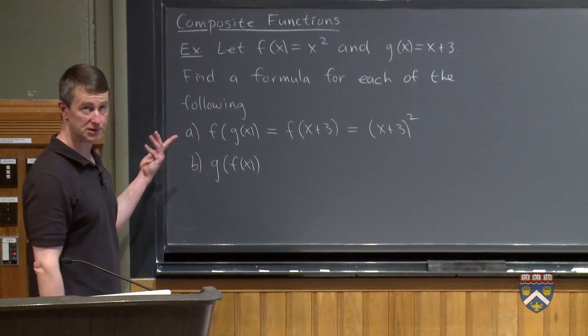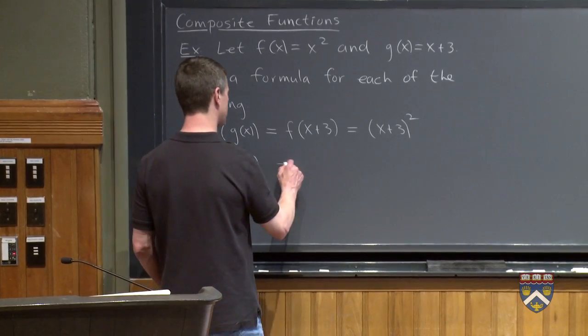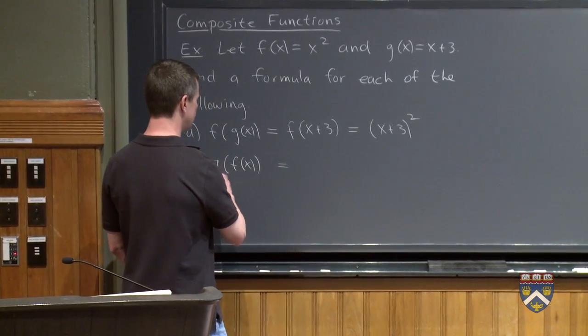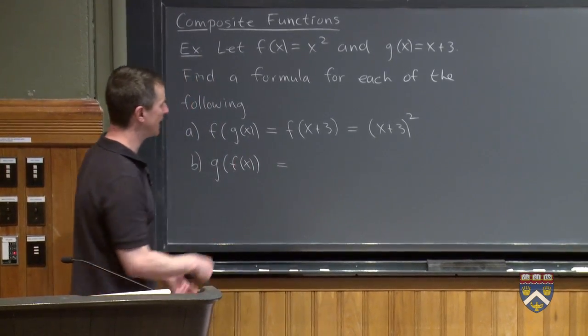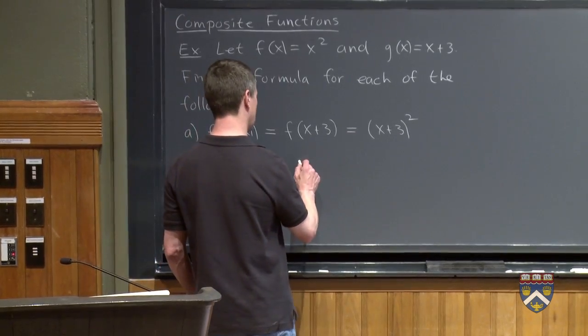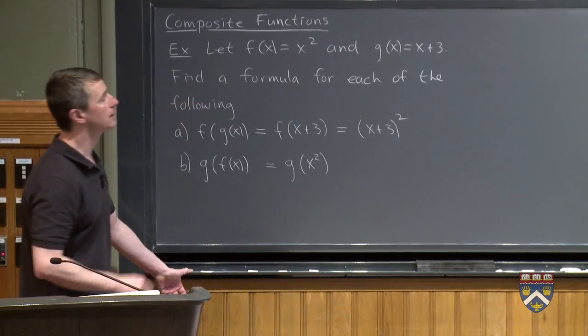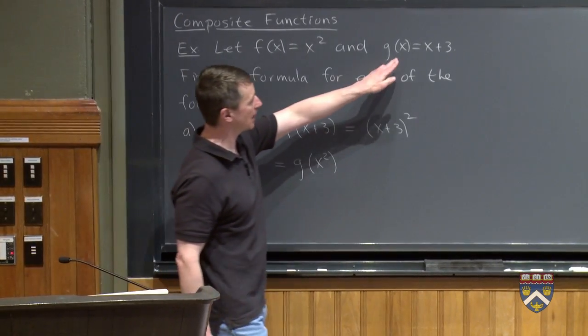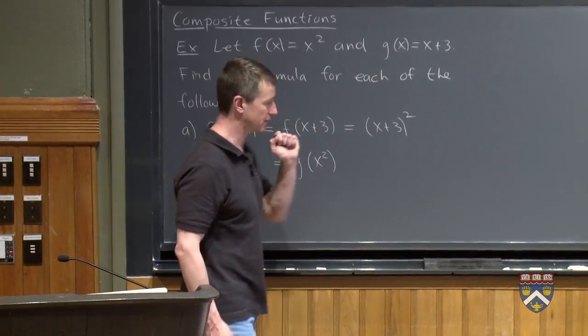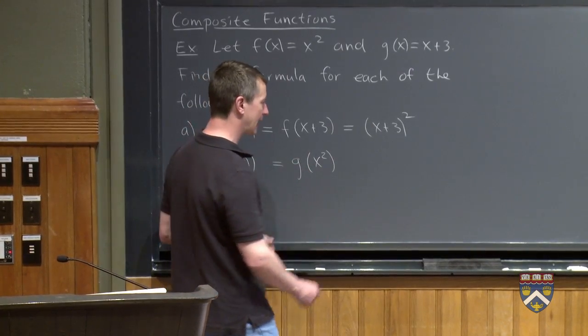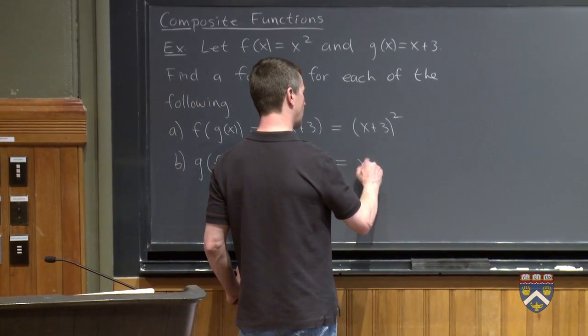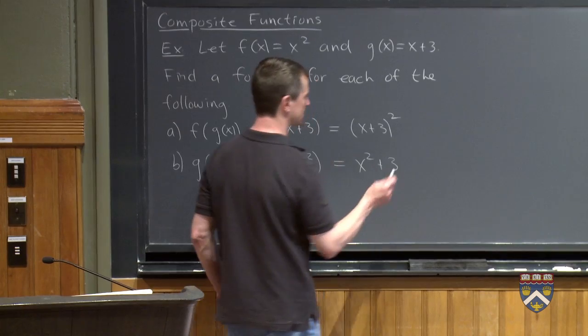Now let's see if we reverse the order if we get the same thing. G of f of x, again, we start from the inside. F of x is x squared. So this is just saying g of x squared. And what is g's job? G's job is that whatever you feed g, g adds 3 to it. So if you feed g x squared, the output will be x squared plus 3.